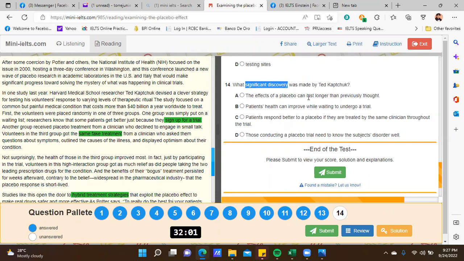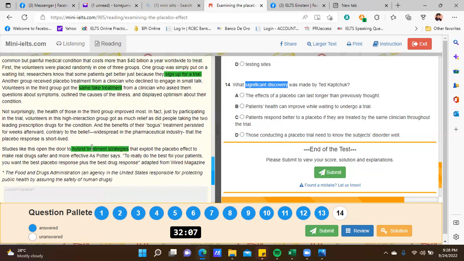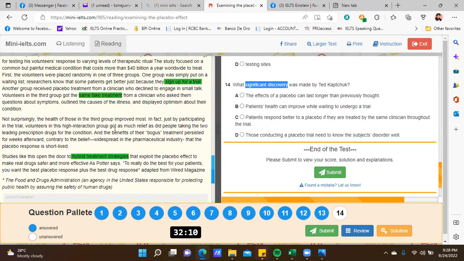Significant. Ayan, sir, oh. In the third group, same fake treatment. Ay, hindi pala. Not surprisingly, nandiyan, sir. Sa last sentence, bogus treatment. That the placebo response. Okay. Ewan ko, sir, kung tama pagkakaintindi ko, double check. Hindi naman ito yun. Parang NCLEX, the best answer. Treated by the same clinician, wala namang binanggit na gano'n. Those conducting need to know the subject's disorder well, wala namang binanggit na gano'n. It's either A or B lang, guys.